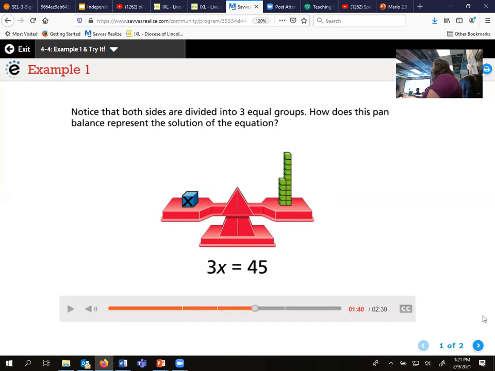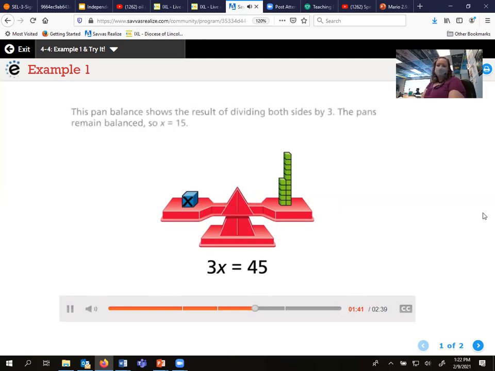Axton? 15 little green squares. If we take 45 and divide it by 3, we should get 15. This pan balance shows the result of dividing both sides by 3. The pans remain balanced, so X equals 15.